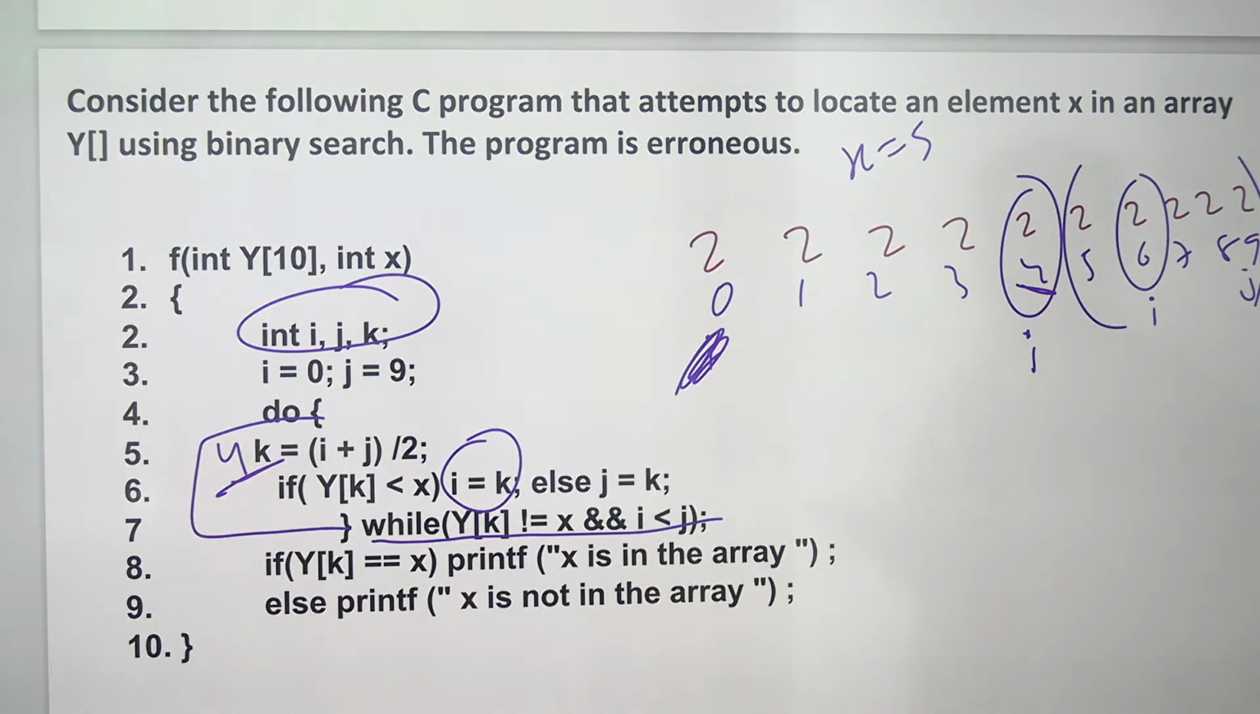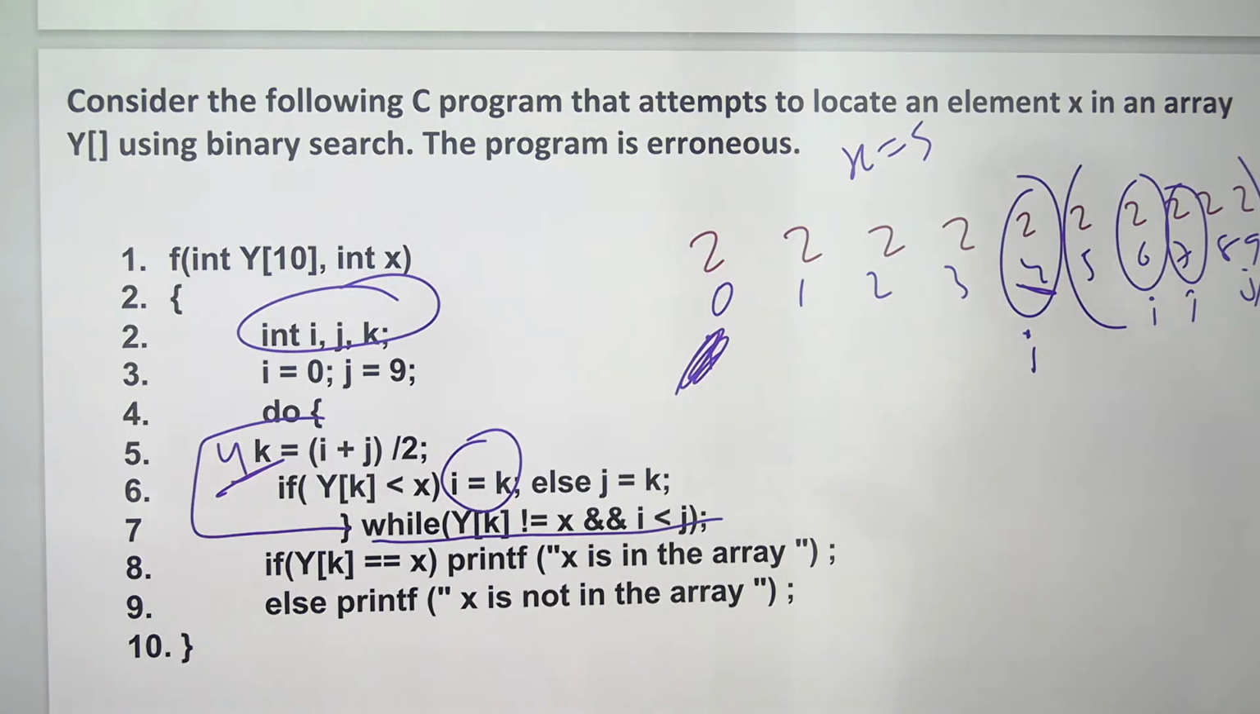Again do while. So i plus j: 6 plus 9, 15 by 2, 7.5. So 7. Go to the 7. y of 7 is 2. 2 less than x, condition true. Then i is equal to k. i is here. Again same story. Condition is true. y of k.